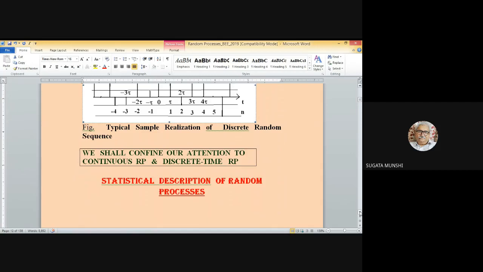Therefore, we will have two random variables. So involving these two random variables, obviously you will have the joint statistics. So that also should be taken into account.